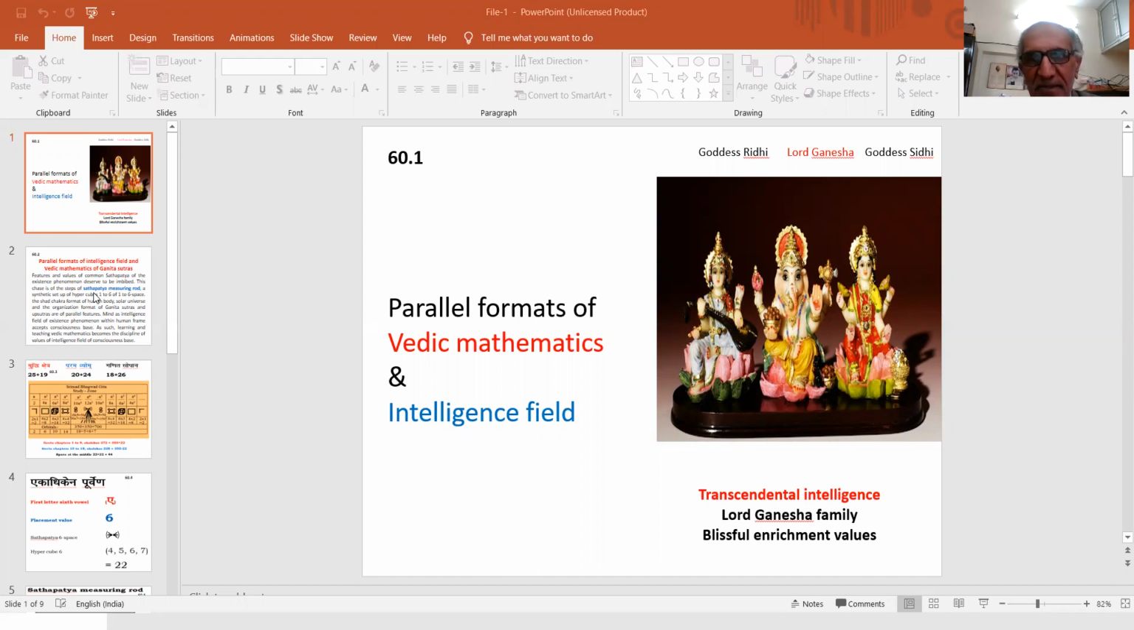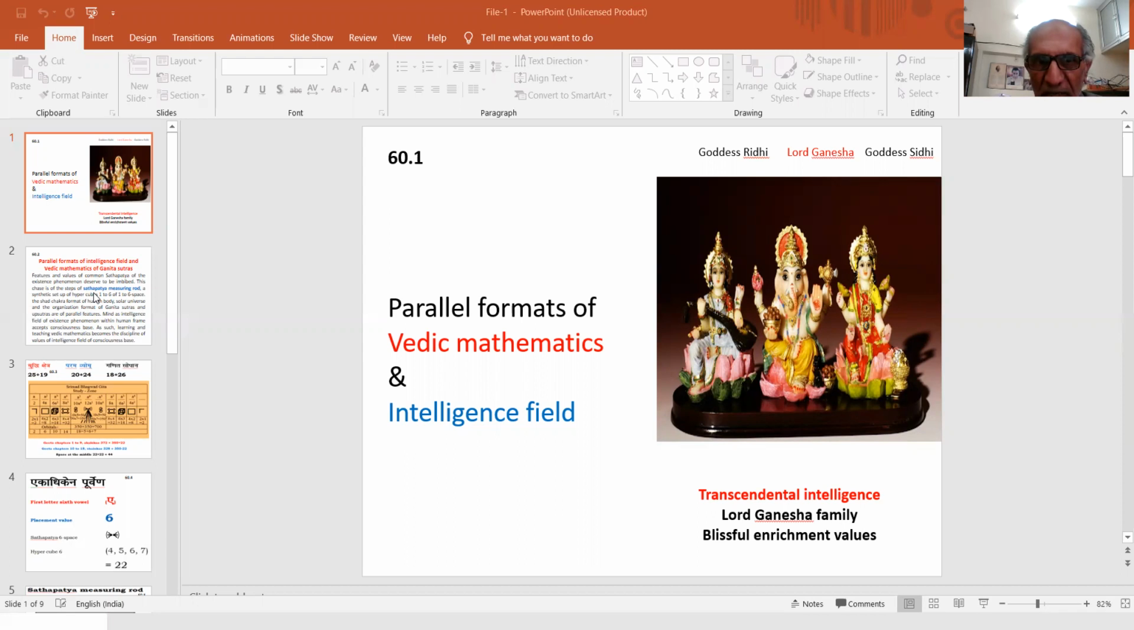Let us concentrate upon this value of our existence phenomenon. Let us visit the existence phenomenon within human frame. Let us visit the different features of existence phenomenon within human frame in relation to the intelligence field created by mind.